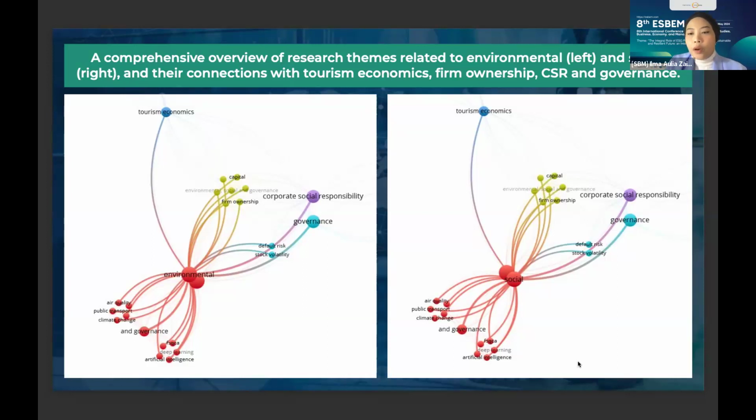And if you go deeper into the detail, the connections and sub-themes of each link to sub-themes such as air quality, public transport, climate change, and so on. And further into the tourism aspect, as you can see here, tourism economics is linked with the environmental and social. However, it shows a very niche research area, which is why I would say this is very interesting in terms of how we see these findings.